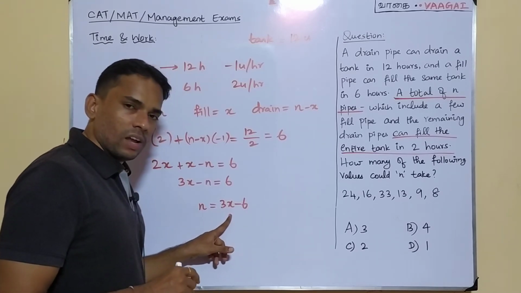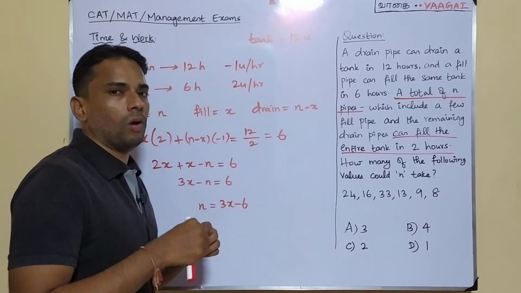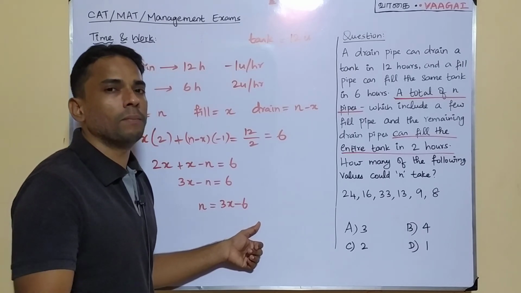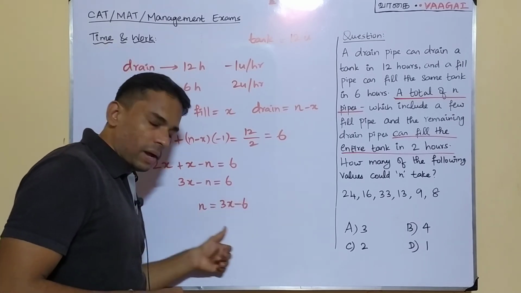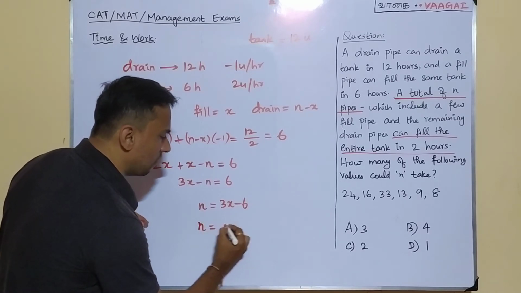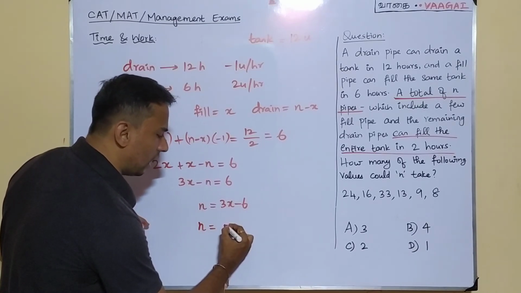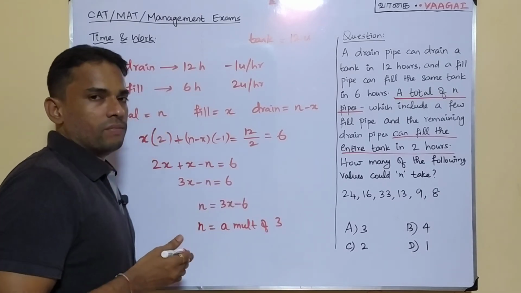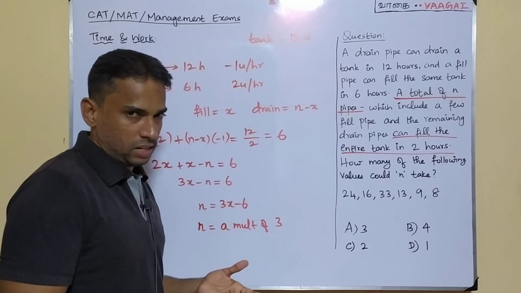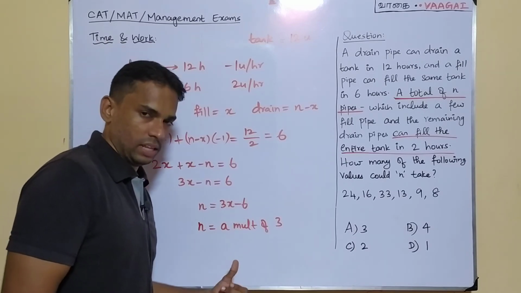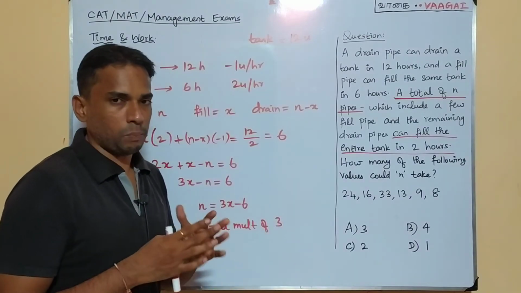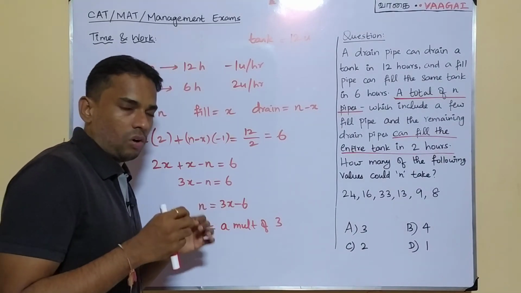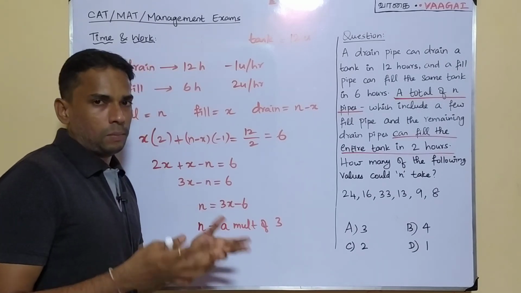3 into an integer will definitely become a multiple of 3, and a multiple of 3 minus 6, again that 6 is a multiple of 3 only. So finally my output will definitely be again a multiple of 3 only. So n is definitely a multiple of 3. We cannot tell exactly what multiple of 3 it is, but definitely it will be some multiple of 3 only. That part we can assure. So now we got the nature of n, the property of n. N should be a multiple of 3.